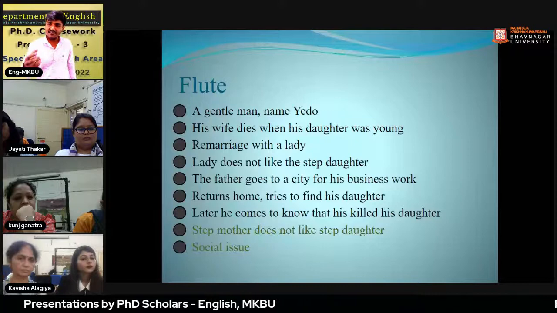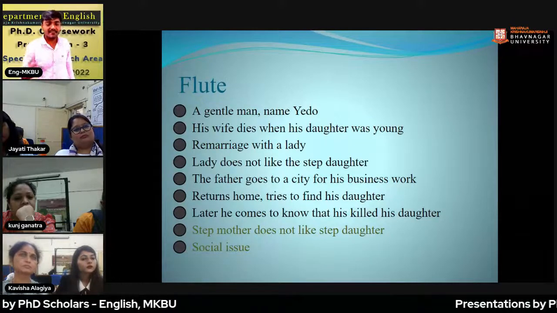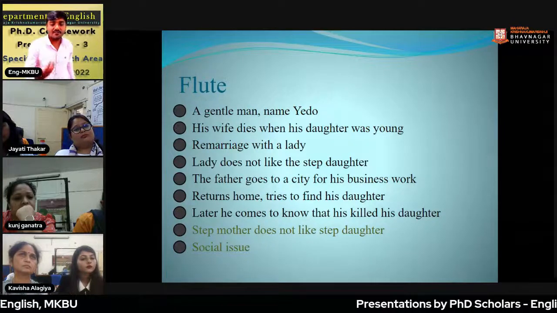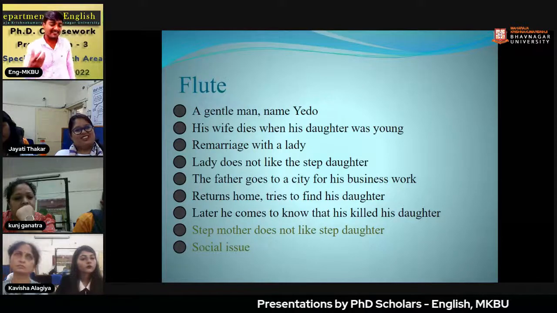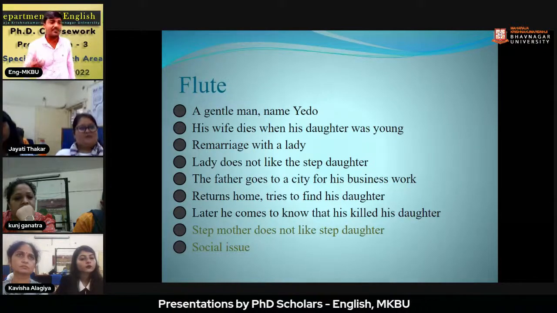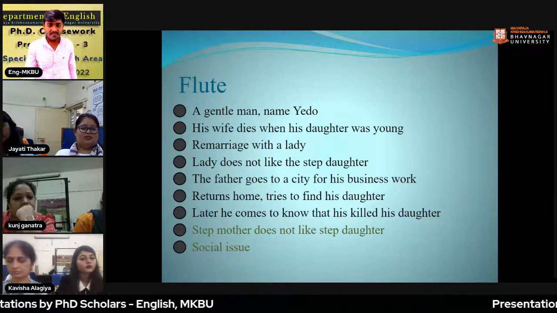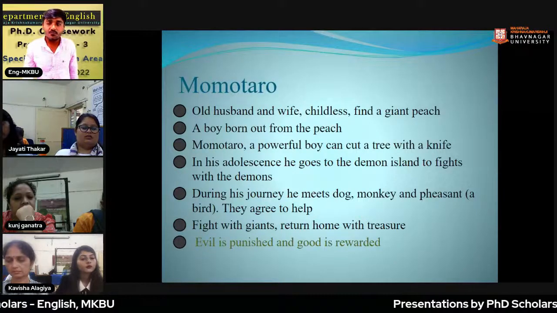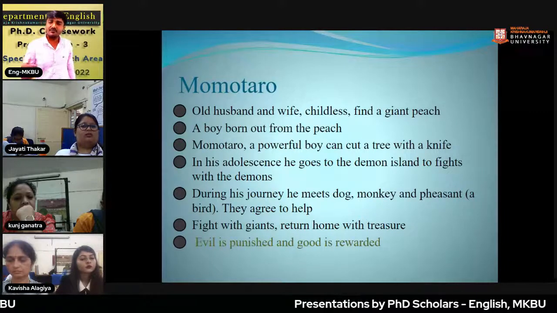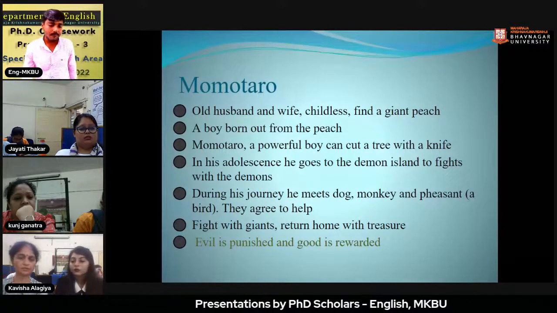So the idea behind the tale is that the stepmother does not like the stepdaughter. That is the social issue shown in the folktale. Then the second one is Momotaro. This is also another Japanese folktale.